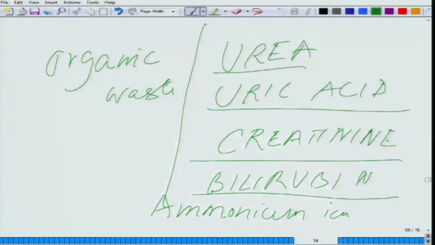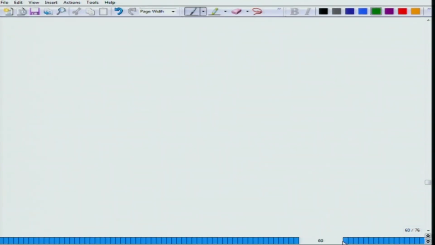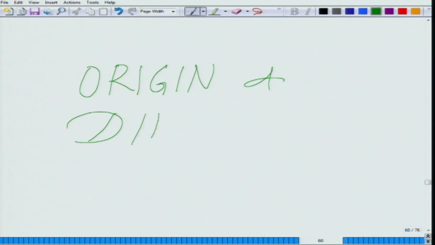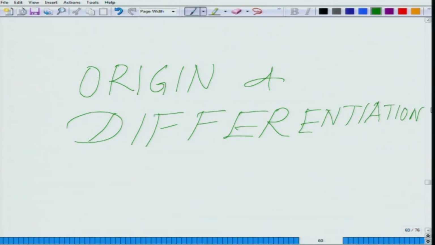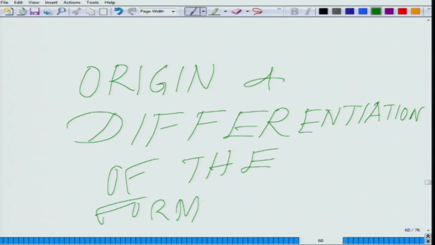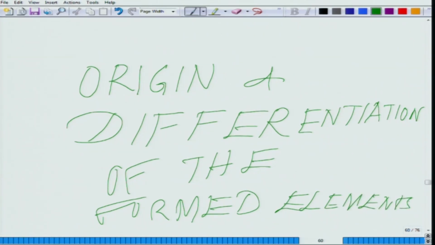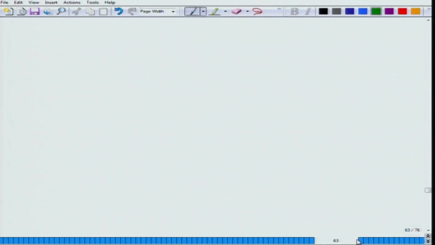Let us go back to the slide and talk about the origin and differentiation of formed elements. Differentiation is the process by which a cell attains its final fate. Let us get back to it.